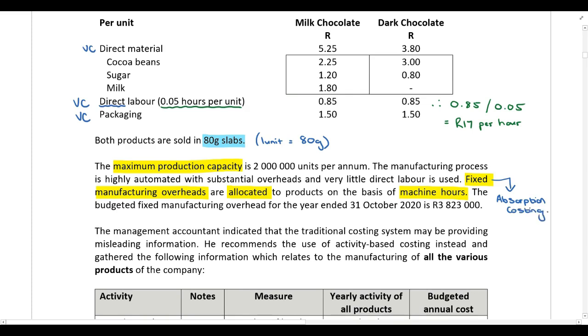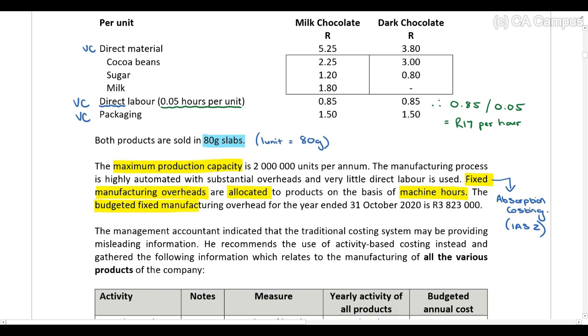Okay, so just as a recap, remember with variable costing, we only include variable manufacturing costs in the value of inventory. Fixed manufacturing costs will be expensed in the period incurred. On the other hand, with absorption costing, we include both fixed and variable manufacturing costs in the value of inventory. And remember, absorption costing complies with IAS 2. All right.